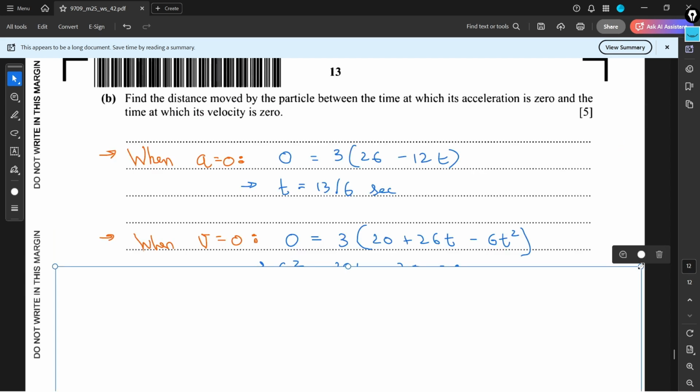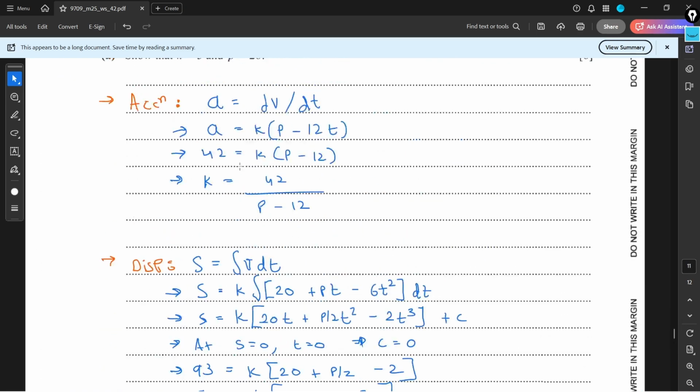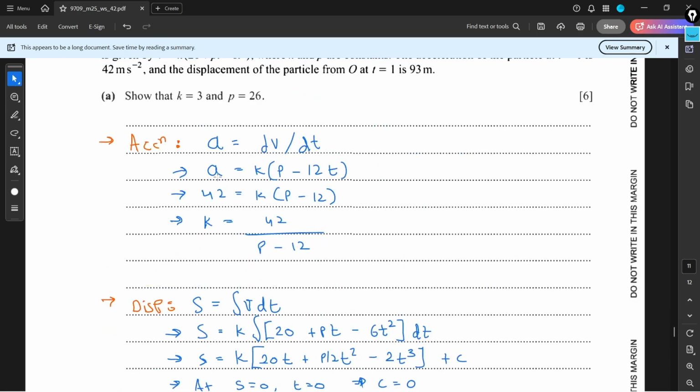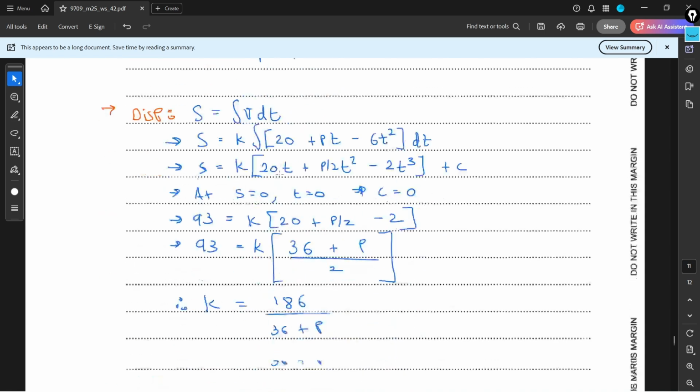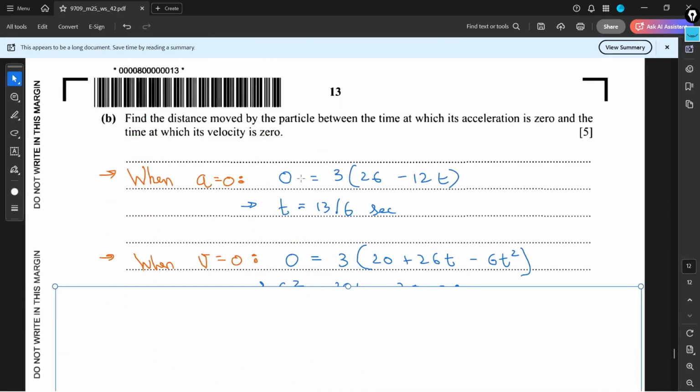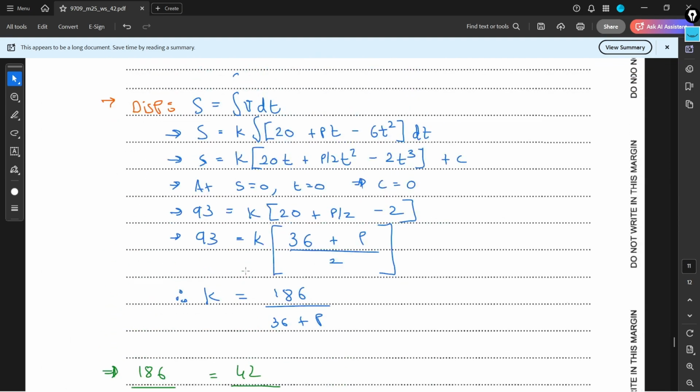First of all, you can see that I've used when a is equal to 0. I know that the equation I'm going to use is this one: 0 is equal to k times p minus 12t. The value of k is 3, the value of p is 26. That is how I get the first equation, from which I can say that t is equal to 13 by 6 seconds.